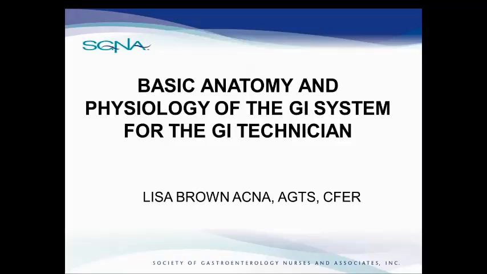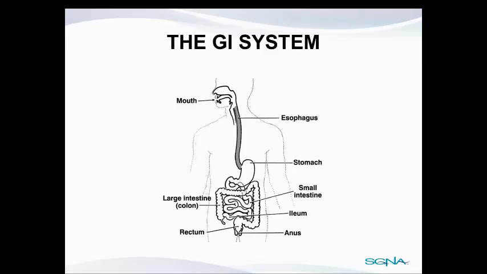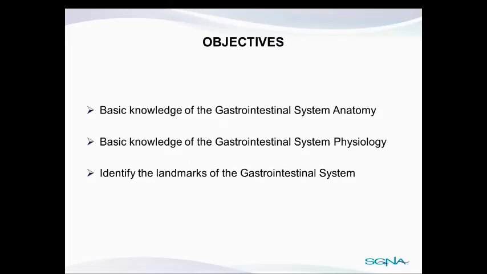So let's get started with our webinar. Today we're going to talk about basic anatomy and physiology of the GI system for the GI tech. This is just a picture of the GI system. This is what we'll be talking about tonight. Our objectives are the basic knowledge of the GI system anatomy, the basic knowledge of the GI system physiology, and to be able to identify the GI system landmarks.